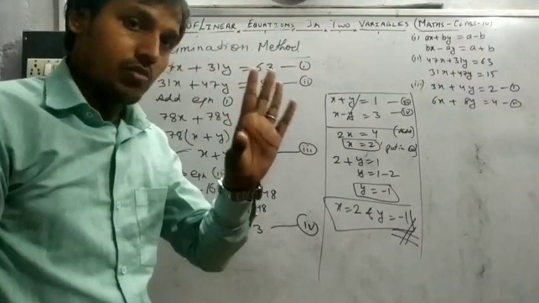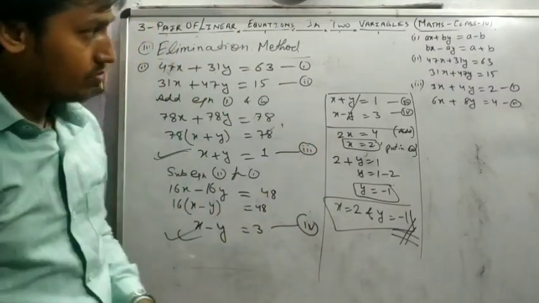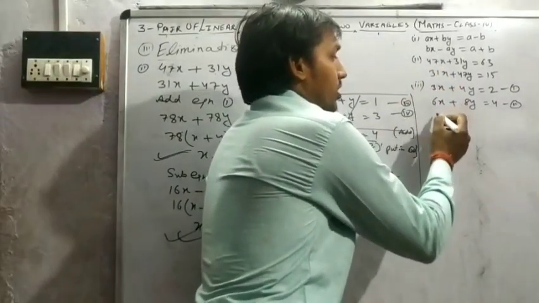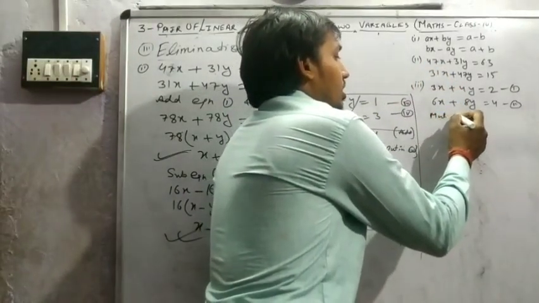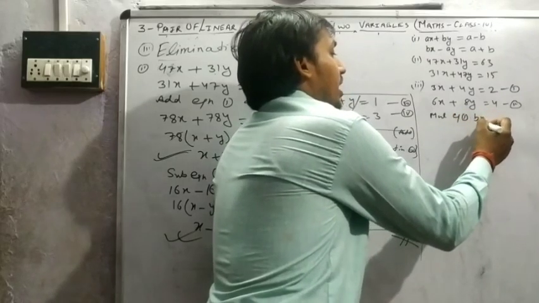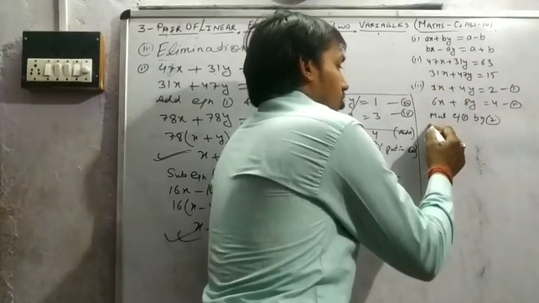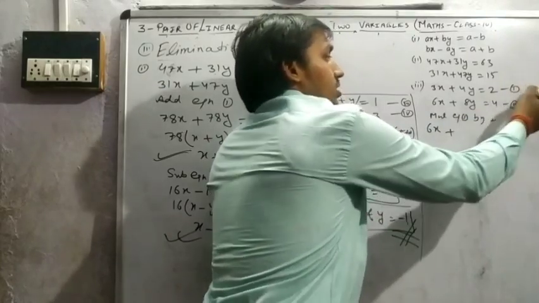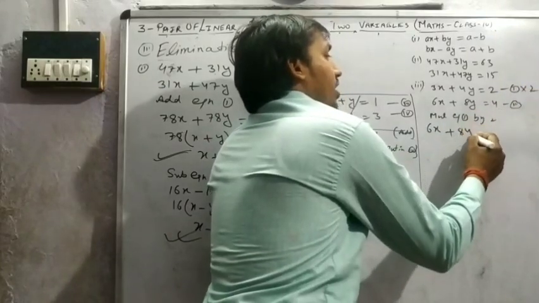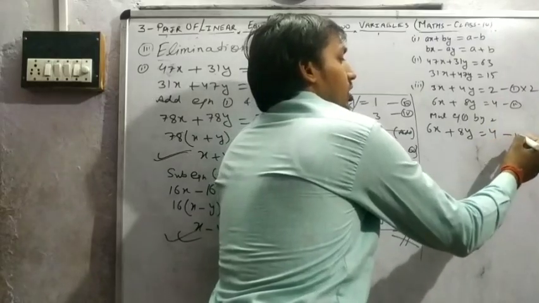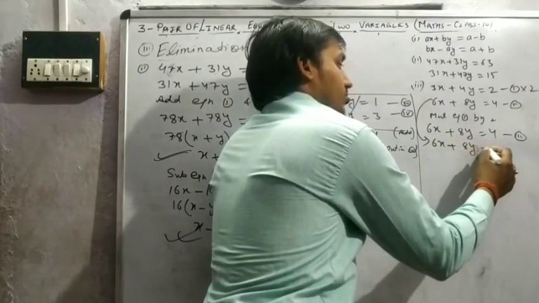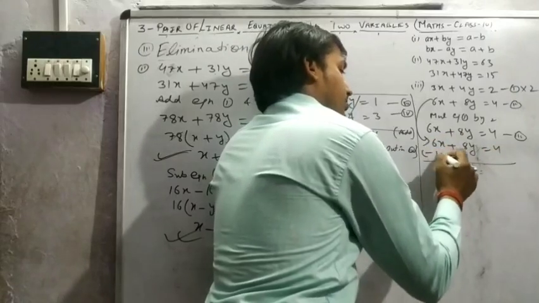And pay attention, I am going to tell you a very important thing here. If you want to equalize x, multiply by 2 only. Multiply the first equation by 2. So 6x plus, multiplying by 2, 8y equal to 4. That is the third equation. And this is the same, note it down. Subtract.